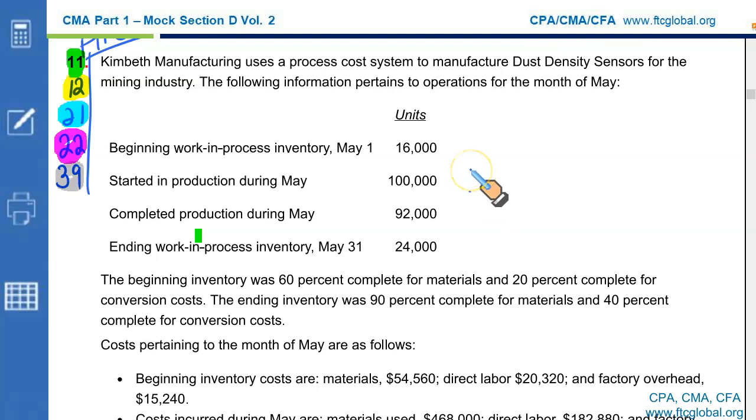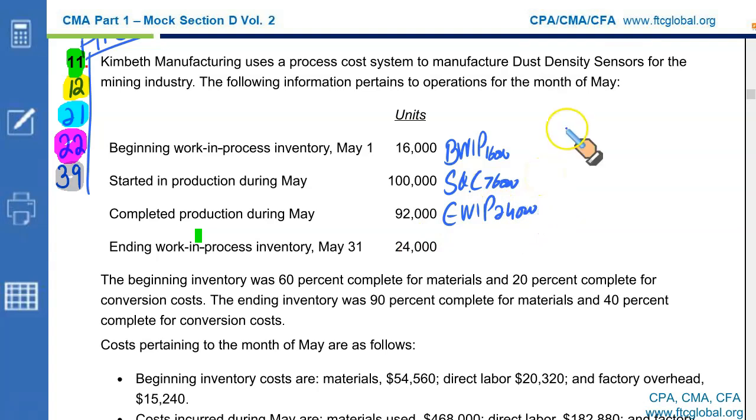The first step in any process costing question is to separate your production into 3 categories: beginning work in process, started and completed, and ending work in process. Now, how many units were there? 16,000. Just write it here. You completed 92,000 units, out of which 16,000 were in the beginning work in process. So how do we calculate started and completed? Units completed less beginning work in process. So 92 less 16 will give you 76,000. Ending work in process is already given, 24,000.